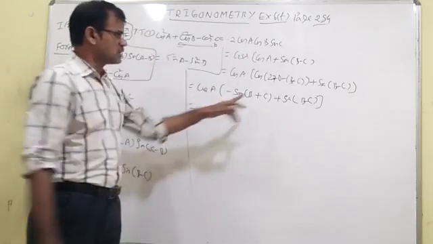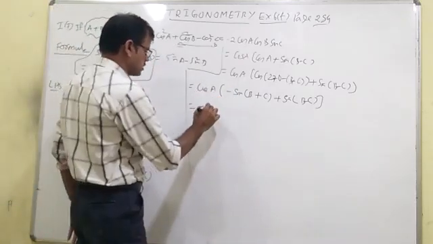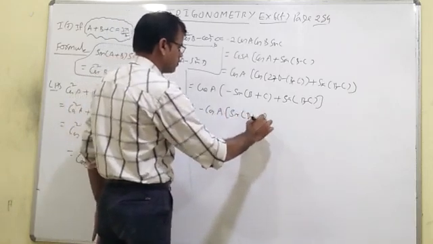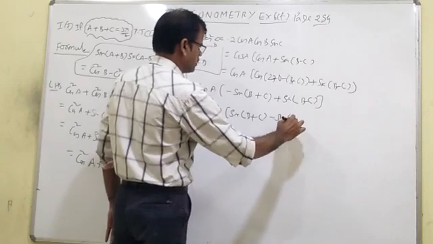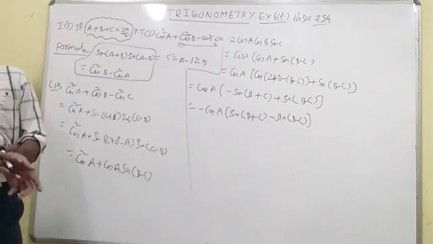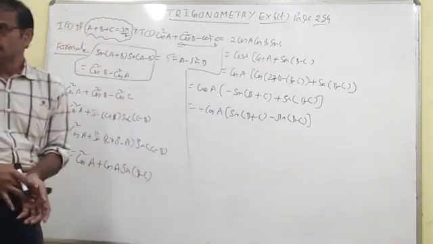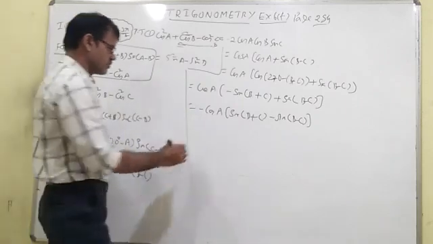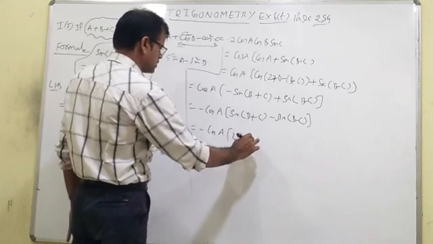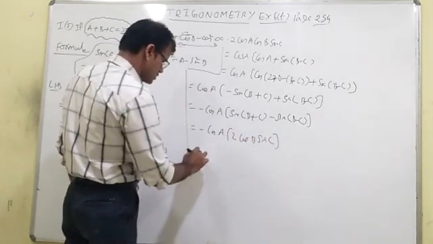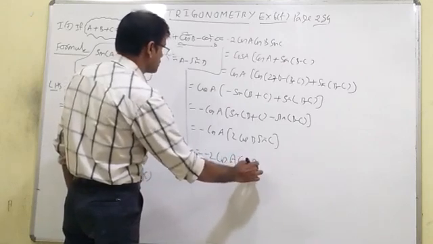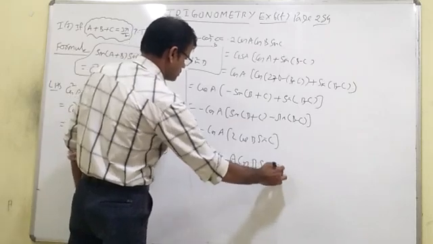Now take minus as a common. So it is minus cos A into sin of b plus c minus sin of b minus c. Sin of a plus b minus sin of a minus b formula gives 2 cos a sin b. So here 2 cos b sin c. Multiply now and write in order: minus 2 cos A cos B sin C. This is our answer.